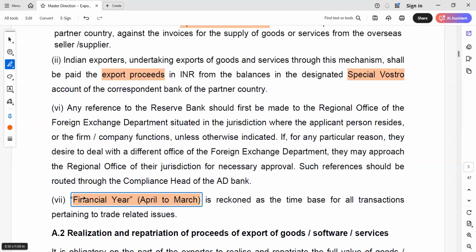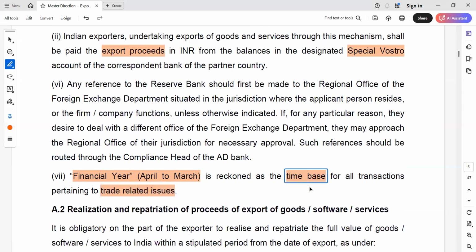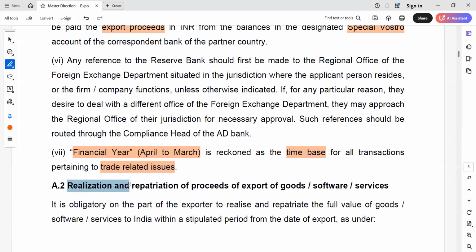next is financial year. In foreign exchange, financial year is taken from April to March, as it is common in our country. Okay, this is the time base for all the transaction pertaining to trade related issues. Realization and repatriation of exports of goods or software.